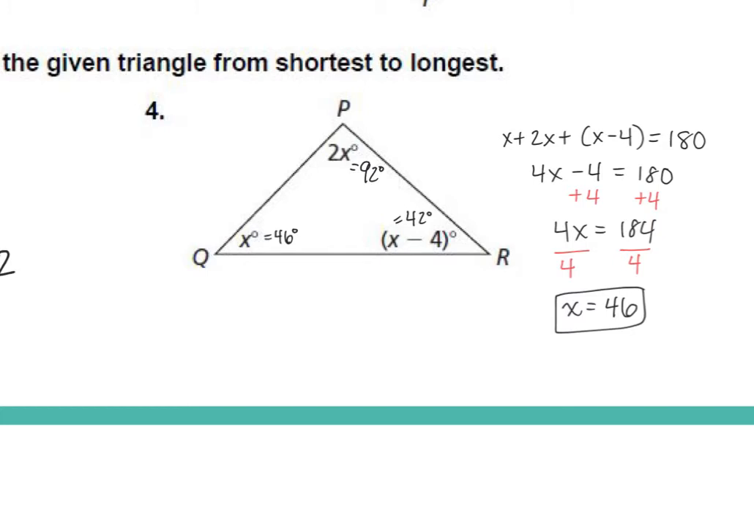Now, some of you are really, really smart, and you'd be like, well, Q is x, R is x minus 4, so R has to be smaller than Q, and P has to be bigger than Q because it's 2 times whatever x is. So some of you would just automatically say R is our smallest angle, Q is in the middle, and P is the biggest. I don't work like that. You could absolutely do that, and if you did that and figured it out, 100% you would get this right. I like to solve for x, that way I'm positive in what I'm doing.